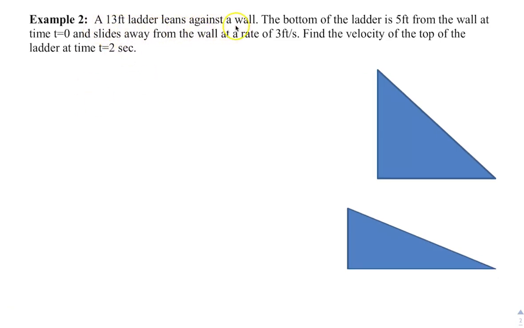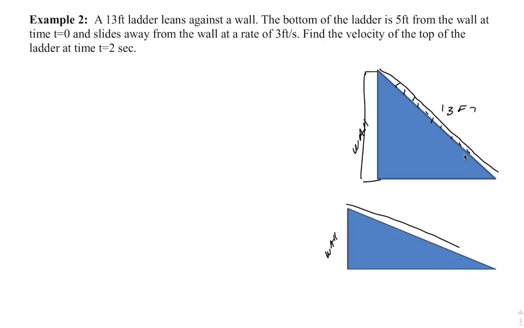A 13-foot ladder leans against a wall. So you can tell by these triangles here, maybe it's hard to tell. This is the wall. Wall here also. Our ladder is the hypotenuse because it's leaning against the wall. It's my ladder. It is 13 feet. That is a constant. That ladder is never going to change. Same thing in this picture.